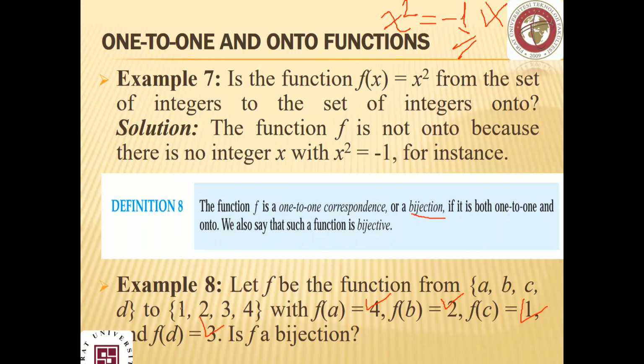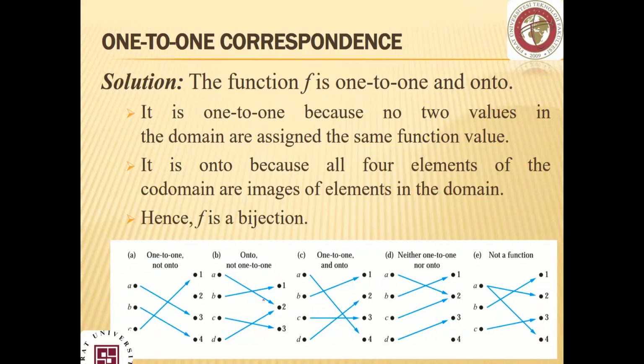There is no repetition of these elements for the images, so great. That means it's 1 to 1. For onto, have we consumed all the codomain? We have 1, we have 2, we have 3, we have 4. Yes, it is 1 to 1 and it is onto. That's why it is bijective or a bijection in this case. All right, this is a similar representation of 1 to 1 and onto.